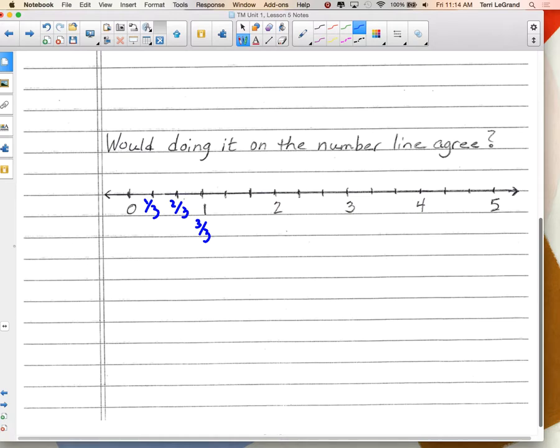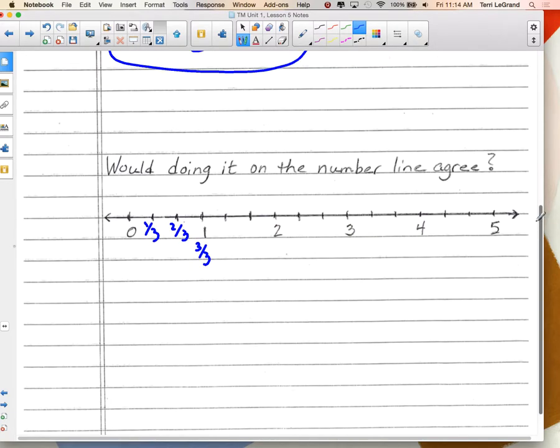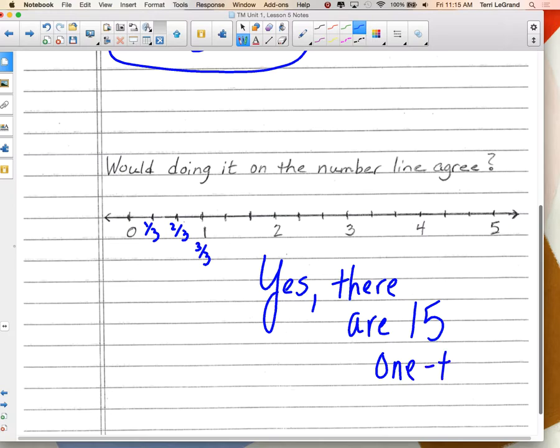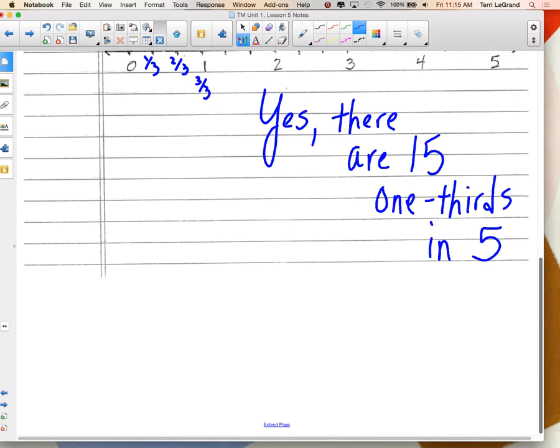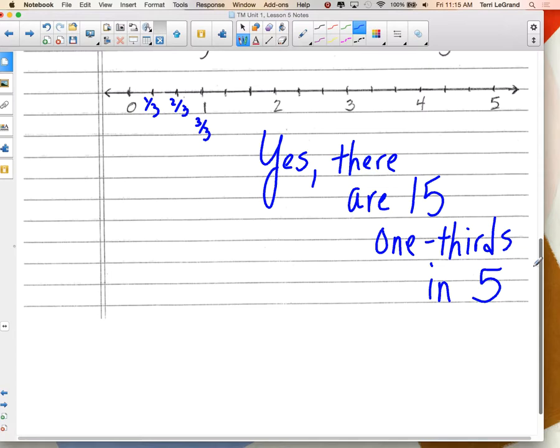Okay, so 15 can be taken out of here. 15 of what can be taken out of 5? 1/3. 15 1/3 can be taken out of 5. So would doing it on the number line agree? Yes. There are 15 1/3 in 5. That's what we're going to say. There are 15 1/3 in 5. That's what we just counted up on the number line. Put that on your papers. Yes, the number line agrees with us.